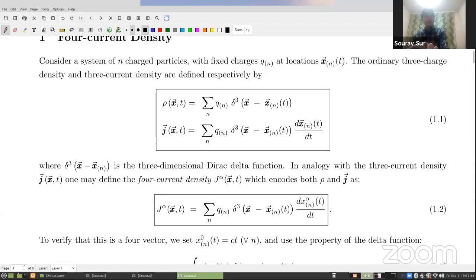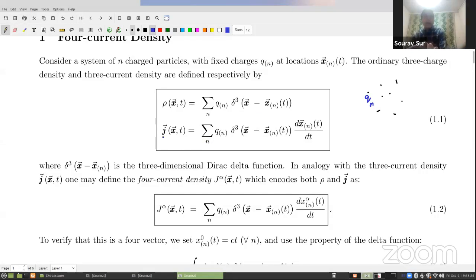Basically, you can see that for a system of n charges, the charge density is just the sum over those charges at particular locations given by the delta functions. So there is a distribution of charges, located at different points, and at each point you have a certain charge Qn. Since it's a point charge, it should be convolved with some delta function with respect to some origin or coordinate system.